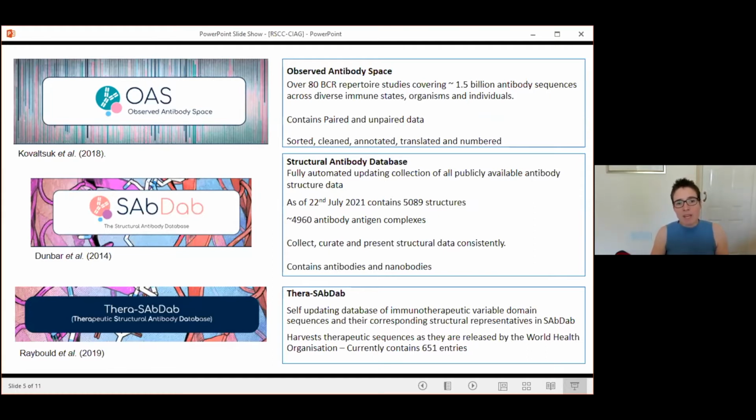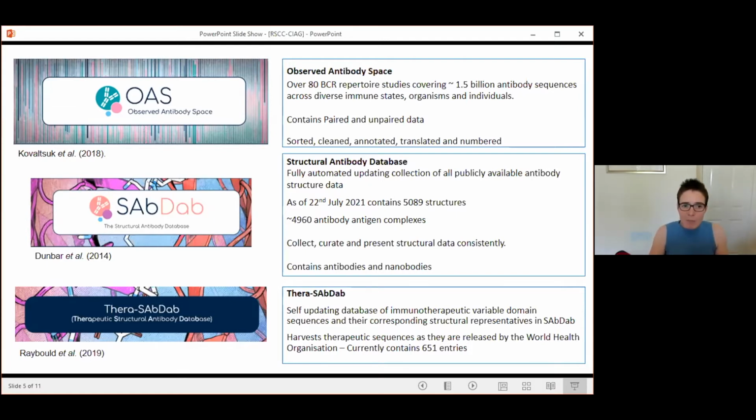And the important thing here is that we have to clean that data. I don't know how many of you have had to deal with genetic data or data from next generation sequencing. It's not a particularly clean data type as it is produced. So here we sort it, clean it, annotate it, and make it easy to use in the antibody space. And that data underpins a lot of what we do.